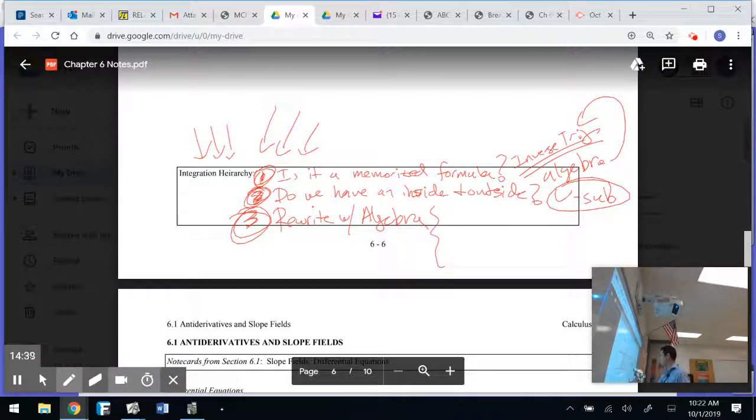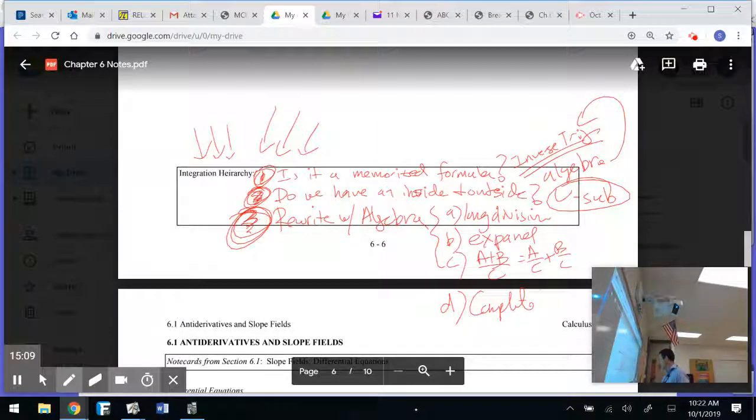And if I'm doing it with algebra, we have like A, you could do long division. When do you do long division? Do you remember? See if you can tell yourself right now. If you forgot, go back and look. Part B, expand. And this part here would be all if you can't do U sub. And then part C, you separate, right? When you have something like A over C plus B over C. And then we even have a part D. And part D was complete the square. And when we completed the square, it usually got us back to inverse trig.